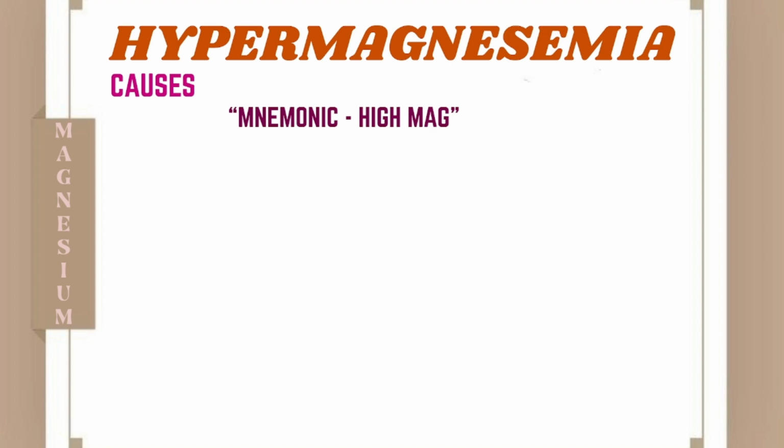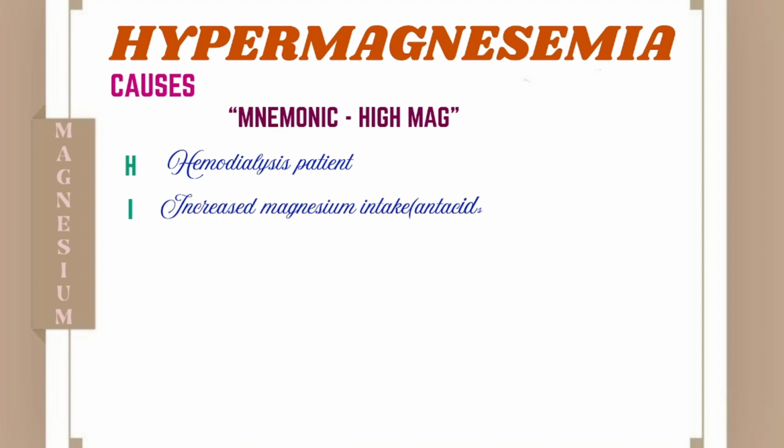Now H. Here H stands for hemodialysis patient. Hemodialysis patient means the renal failure patients. In renal failure patients, magnesium is not excreted properly by the kidneys, leading to the accumulation of magnesium in the body. So hypermagnesemia develops. I stands for increased magnesium intake, antacids, laxatives, or supplements.